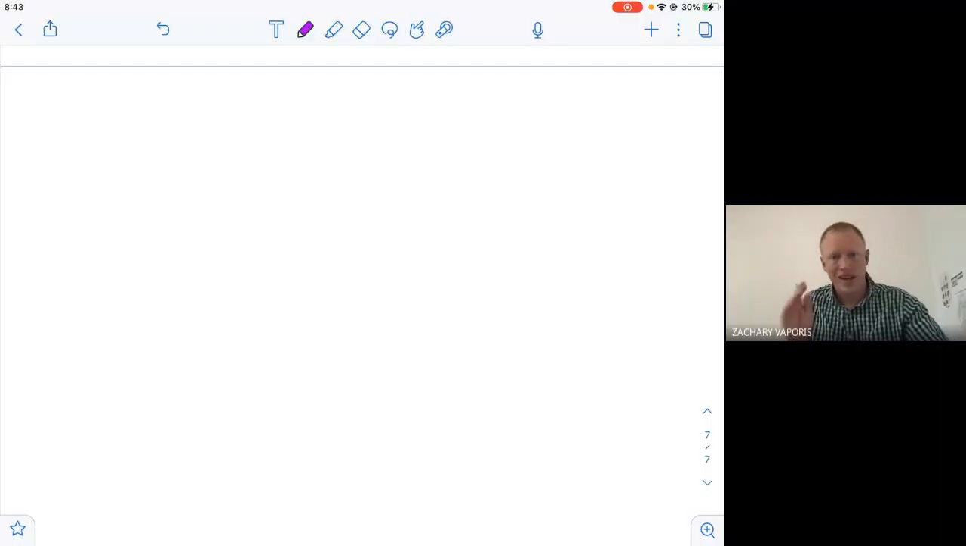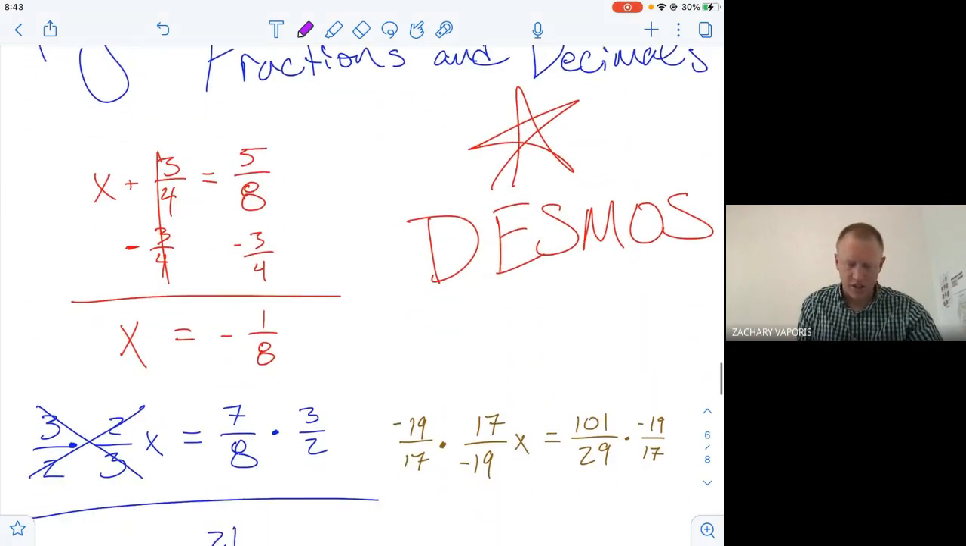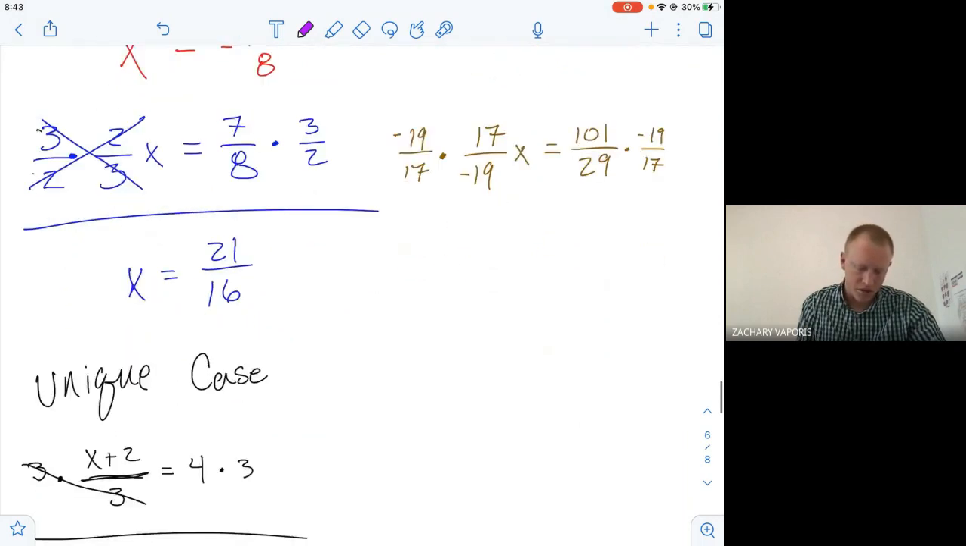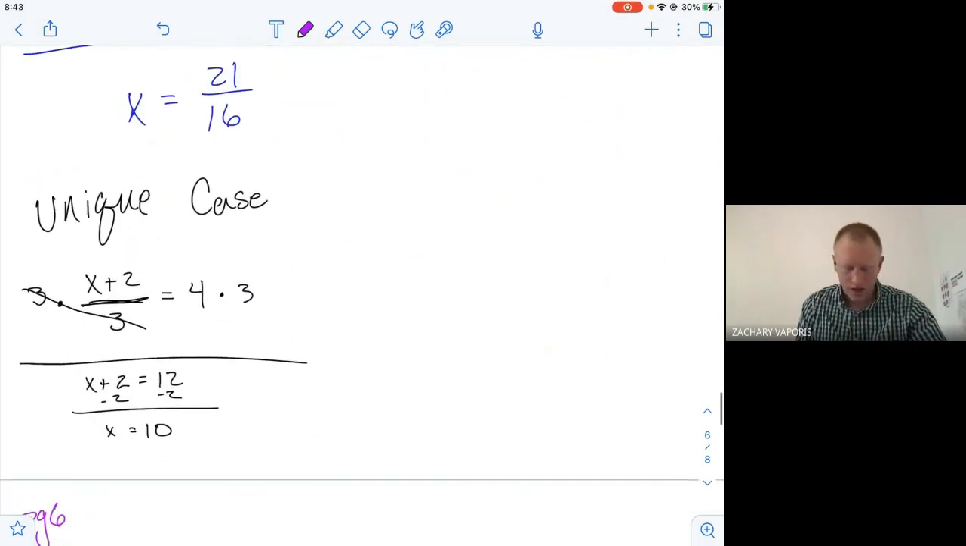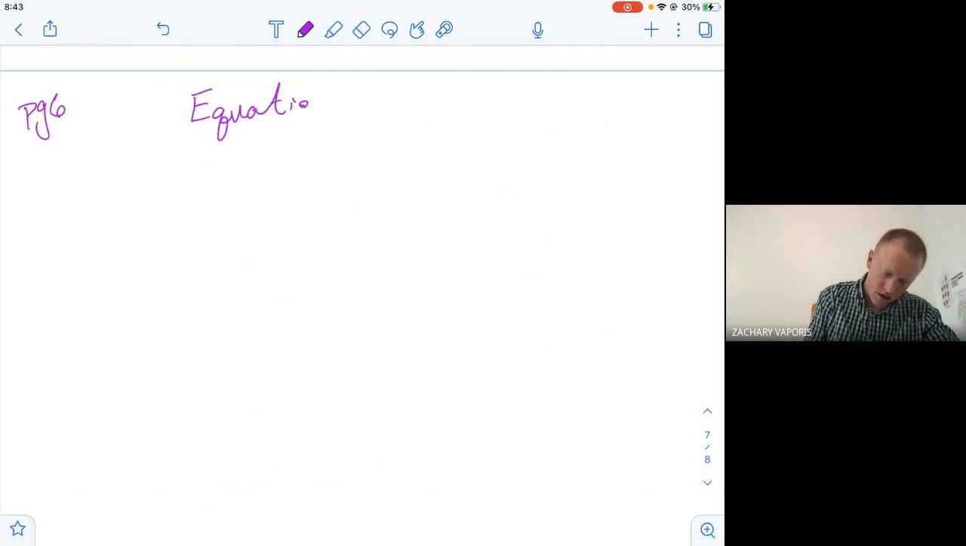All right, you guys. So we are on page 6 of our notes. Page 6. Last time we talked about fractions and decimals. Hopefully that wasn't too bad. Then we talked about those unique cases. Again, not too bad. We are going to continue with this idea of equations. Okay, equations aren't going away anytime soon.